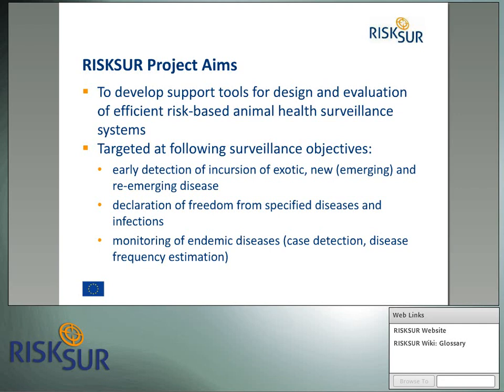When you are conducting surveillance, it's important to have specific objectives, and you can categorize surveillance objectives into three main groups. One is the early detection of incursion of exotic, new emerging and re-emerging diseases. The other one is declaration of freedom from specified diseases and infections. And finally, you may be aiming at monitoring of endemic diseases, for the purpose of detecting cases and then dealing with them, or for the purpose of determining disease frequency.